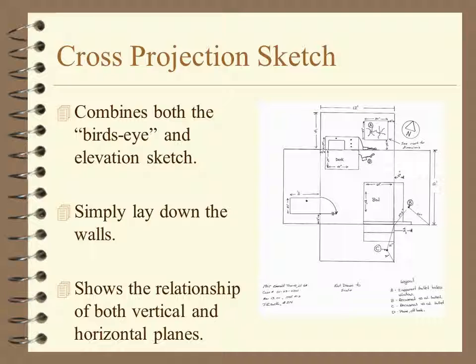A cross projection sketch combines both the bird's eye and the elevation sketch. In other words, what it looks like is the walls have been laid down, and this allows representation of evidence found in both the vertical and the horizontal planes. In this particular example, you see the window at the upper corner, and there are 2 bullet holes in it. This may be necessary for a shooting reconstructionist to determine what happened during this incident.